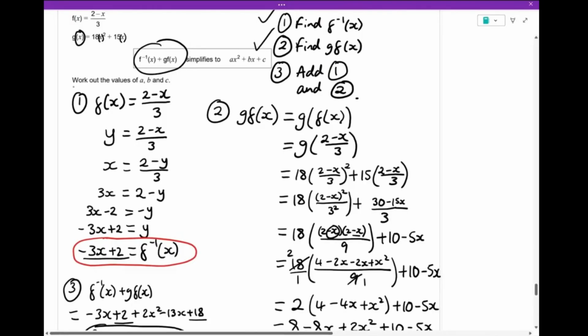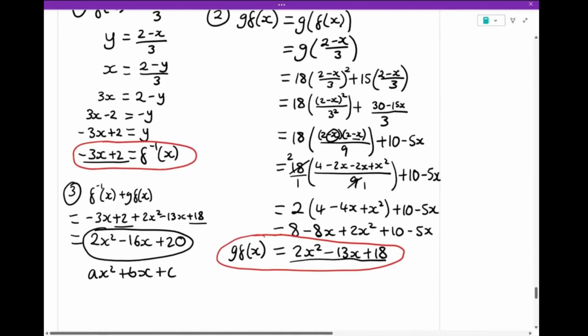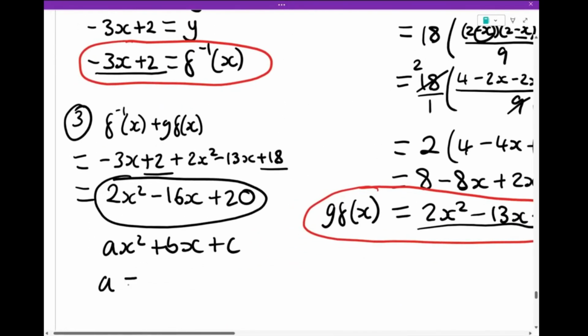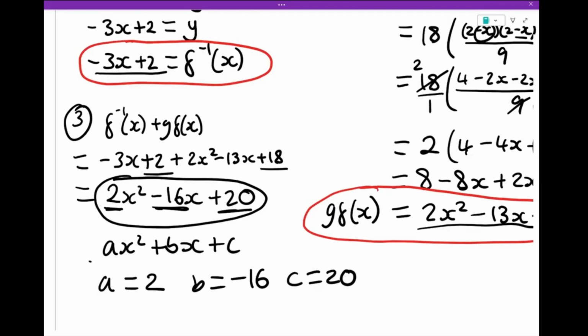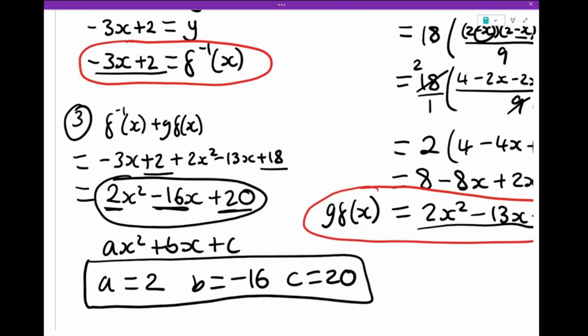So I can clearly write out what my values of a, b, and c are. a is going to be equal to 2, this value here multiplying x squared. b is going to be negative 16, we need to include the sign, and c is going to be 20. So that would be my final answer to the question.